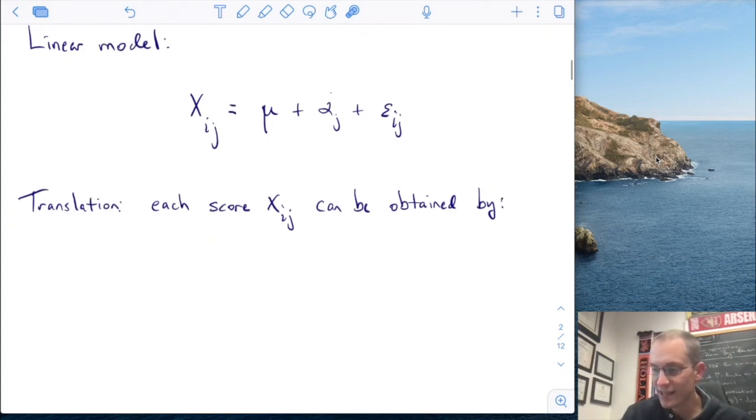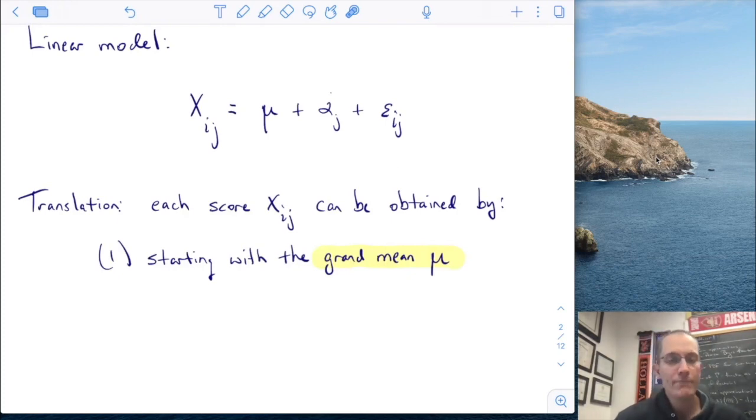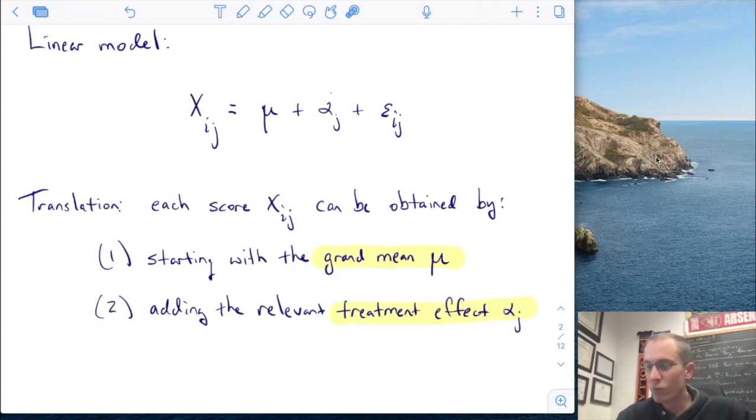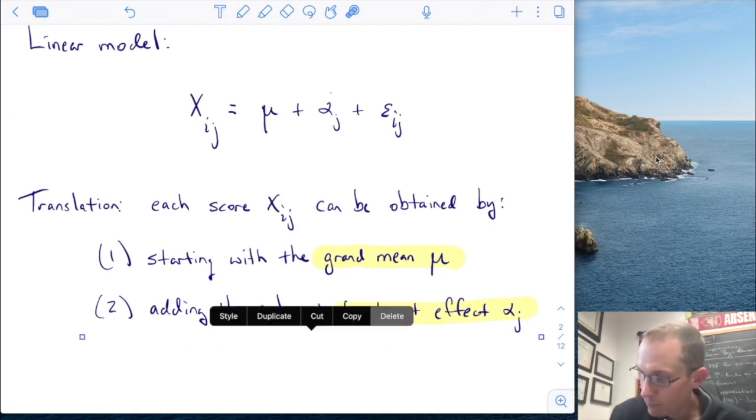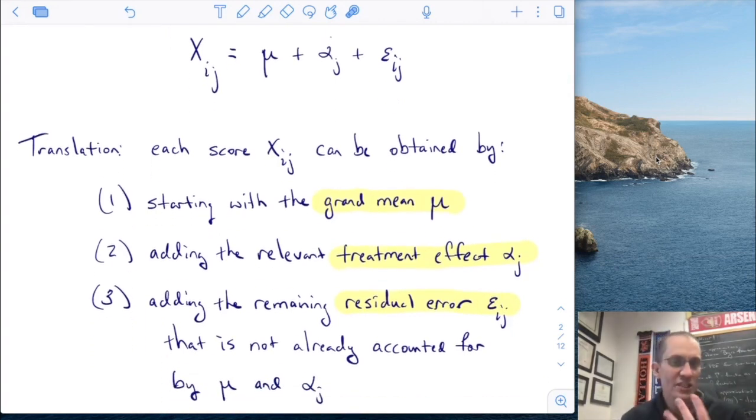Well, the translation is this. Each score can be attained by starting with the grand mean mu, all right? So the grand overall mean of all the observations. And then adding a relevant treatment effect. What is the effect on the grand mean of being in group 1? And then what is the effect of being in group 2? And then what is the effect of being in group 3? And then finally, once you've done that, adding the remaining what we call residual error. And this is just error that's not accounted for by mu and the treatment effect alpha_j.